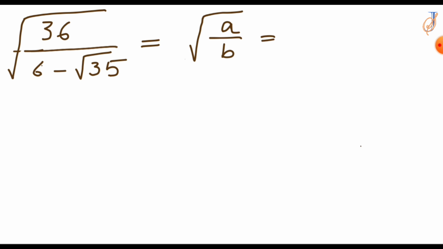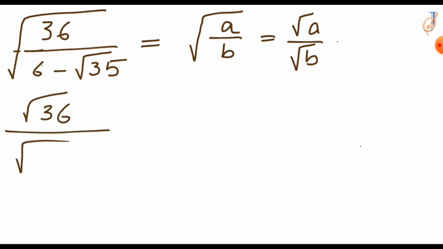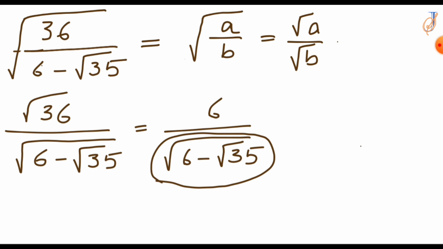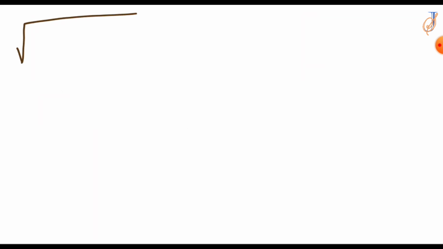We can write this as root a over root b, isn't it? So that's why we can write this as root 36 over square root of 6 minus root 35. And we know that square root of 36, the value is 6 only, over square root of 6 minus root 35. Now we will simplify this denominator part, which is square root of 6 minus square root of 35.